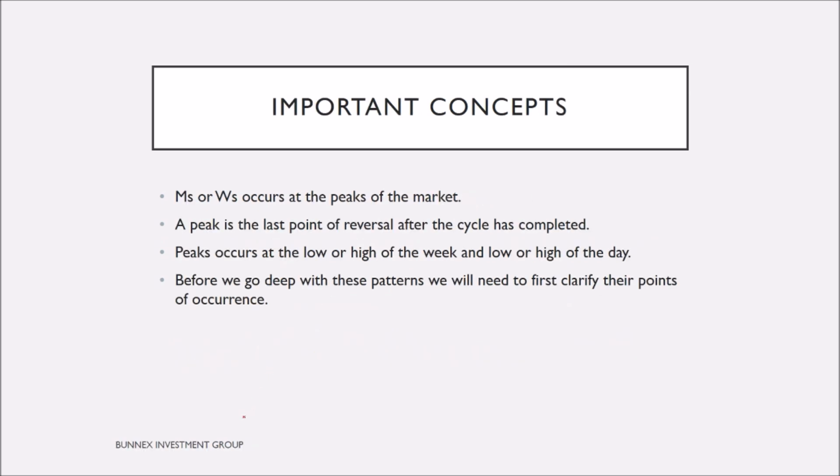So here are important notes to take away. M's or W's occur at the peaks of the market. A peak is the last point of reversal after the cycle is completed. Peaks occur at the high or low of the week and at the low or high of the day. Before we go deep with these patterns, we will need to first clarify their points of occurrence.